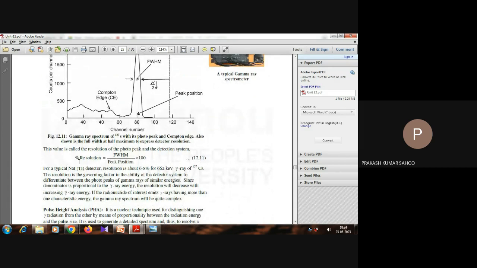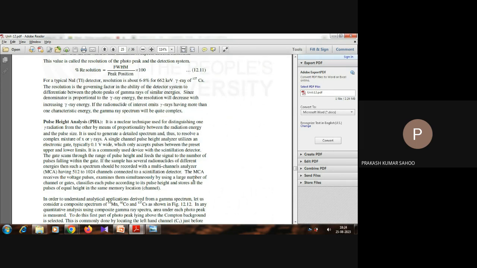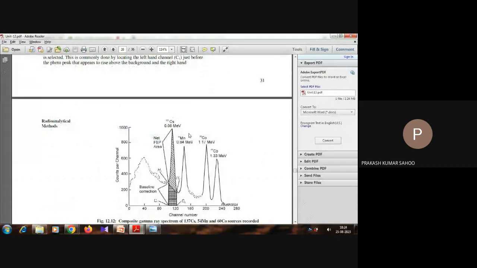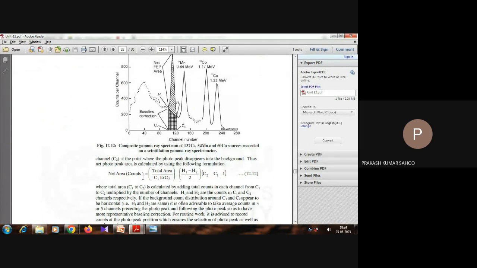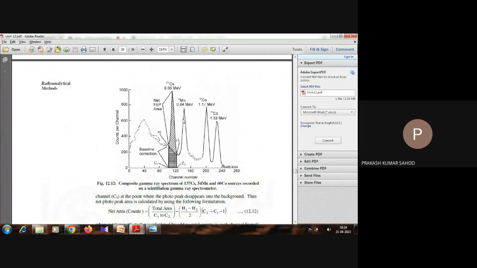And this is the percentage resolution from your gamma ray spectrometer. This is FWHM, that is full width at half maximum, divided by the peak position, in 200. Then we have pulse height analysis, how to measure the height of the pulse. There is an equation here for how to measure the pulse height, and this is the plot from our gamma ray detector.